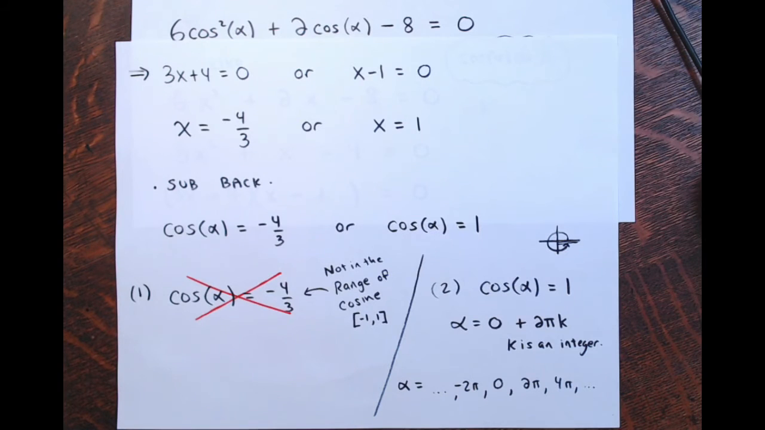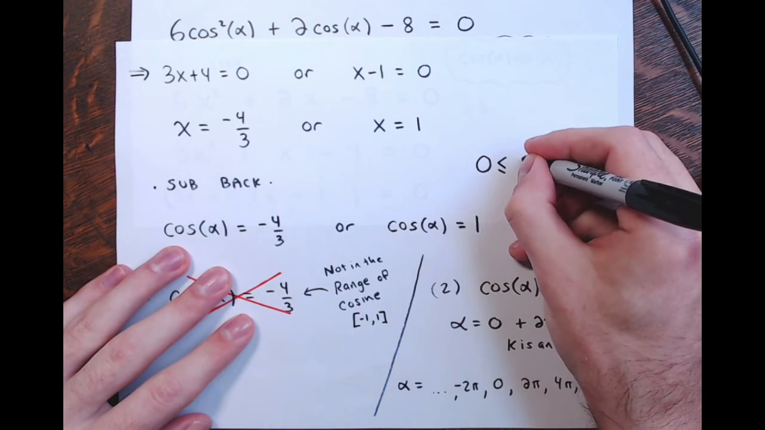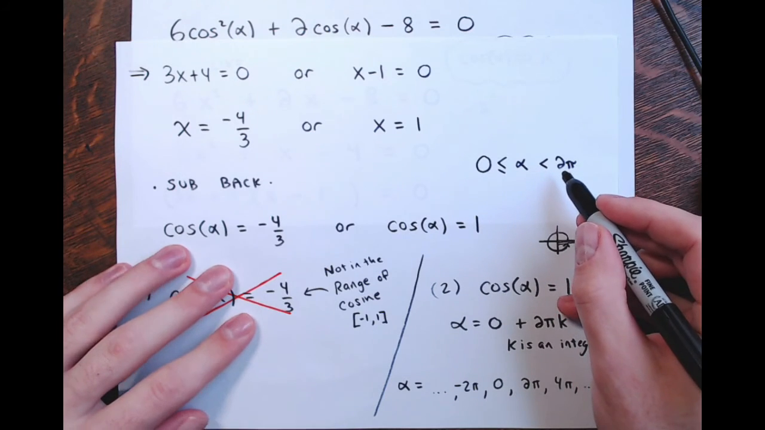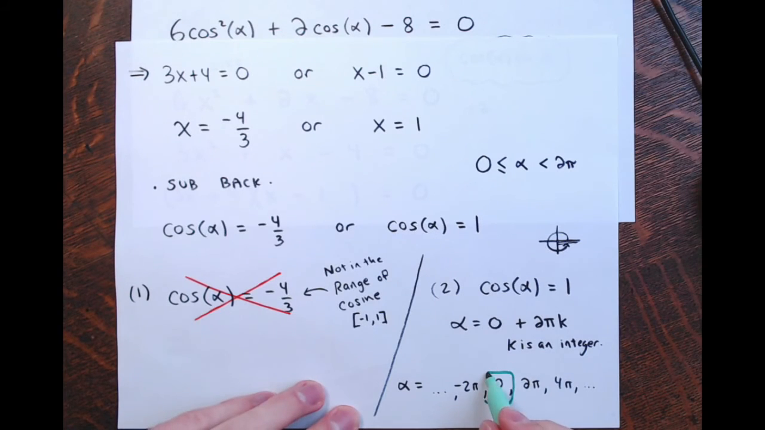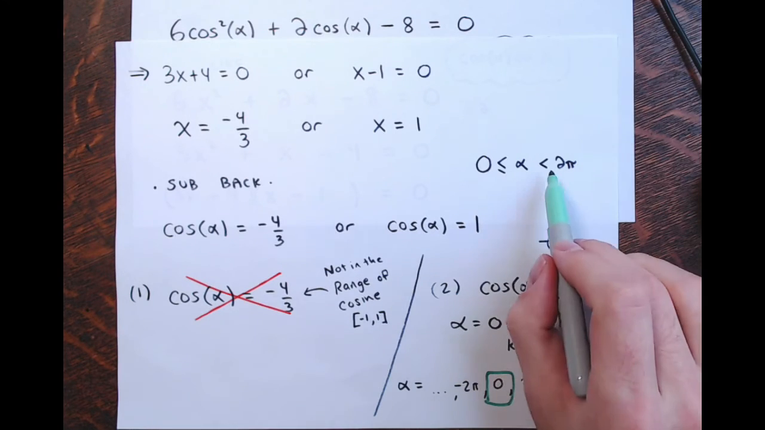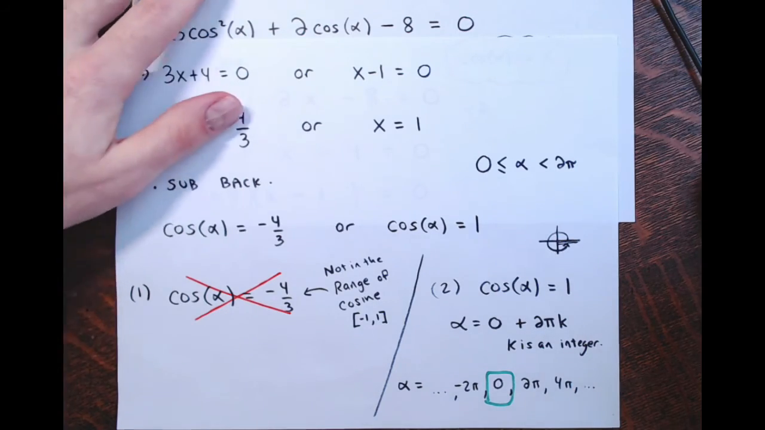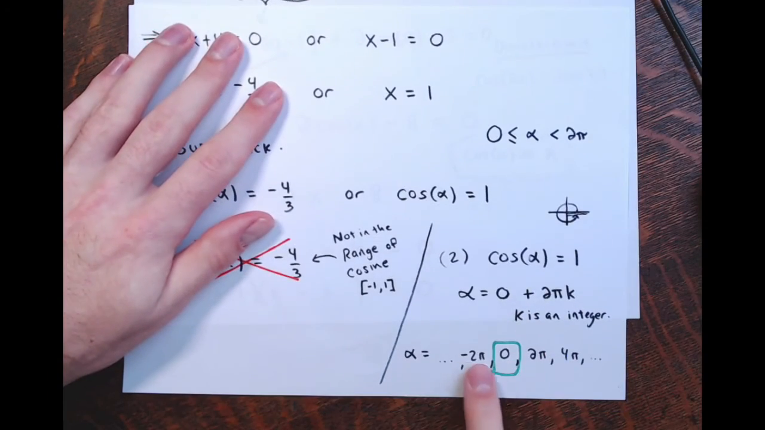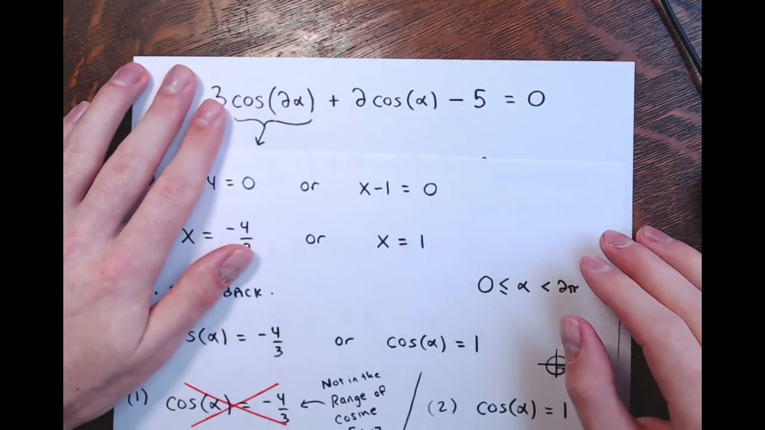But they only wanted solutions in this range. They only wanted values of alpha from 0 to 2 pi, but not including 2 pi. So the only one of these that is any good for what they're asking for is 0. This is the only value in that range, because 2 pi is not included here. So the only solution to this equation that we started with is alpha equals 0. Again, there are infinitely many solutions to the equation, but the only one in the range they asked for is 0.